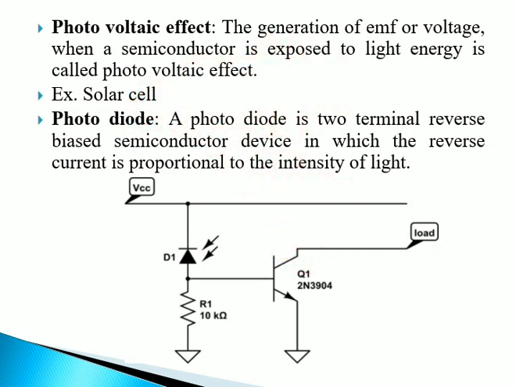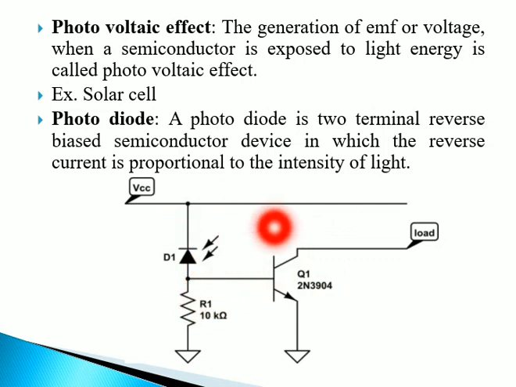The first one is the photodiode. So what is the photodiode? It is a two-terminal reverse biased semiconductor device in which the reverse current is proportional to the intensity of the light. Basically this circuit consists of a photodiode, a resistor R and a DC supply.